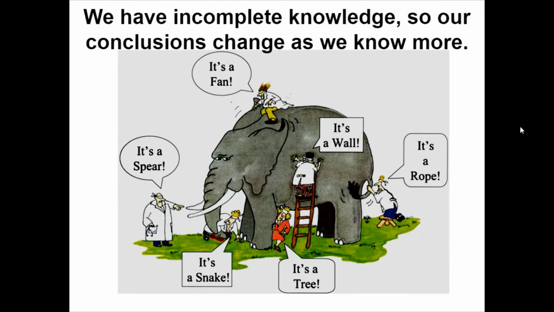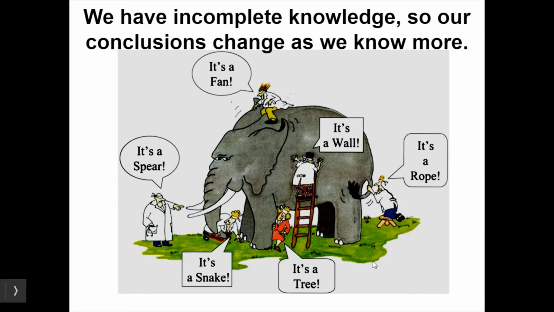We have incomplete knowledge, so our conclusions change as we know more. And there's an old story about blind men going and investigating an elephant. And they crawled all over the elephant, and each of them felt a different part. And so the one that felt the tusk said, it's a spear. And the other one that felt the trunk said, no, it's a snake. The one that felt the leg said, it's a tree. The one that felt the side said, no, it's a wall, I can feel it. And the one that felt the big flappy ear said, it's a fan. And the one that felt the tail said, it's a rope.